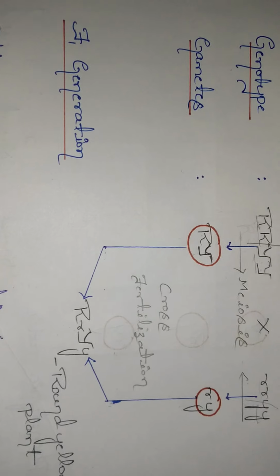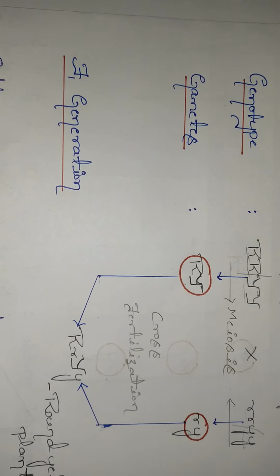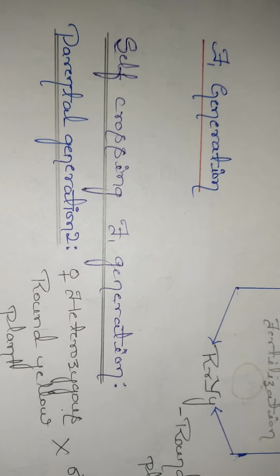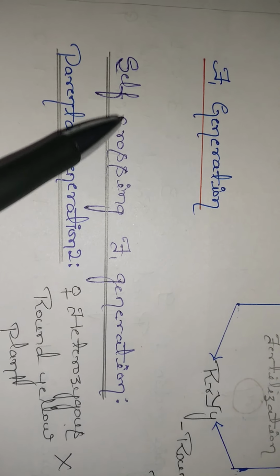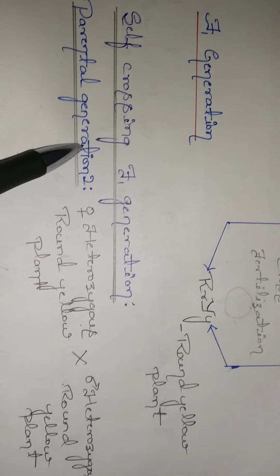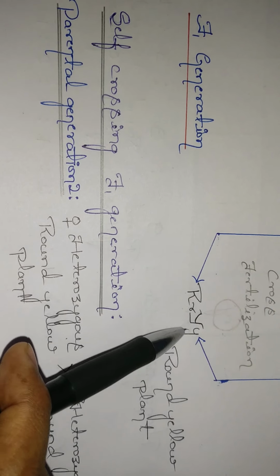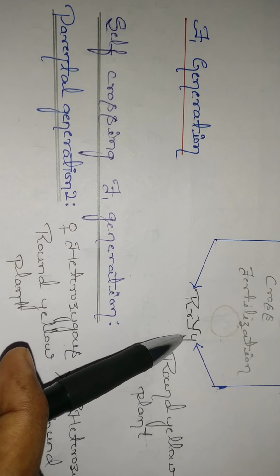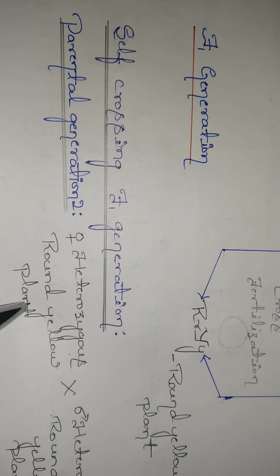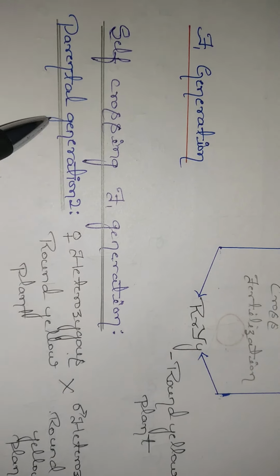So after the formation of the F1 generation, we undergo the F2 generation by self-crossing the F1 generation plants itself. So by self-crossing the F1 generation, it is going to be represented as parental generation 2. The parental generation 2 is taken up with the F1 generation. That means these are not homozygous plants, right? These are all heterozygous plants, such that a male heterozygous round yellow plant is crossed with a female heterozygous round yellow plant. So this will be the parental generation.